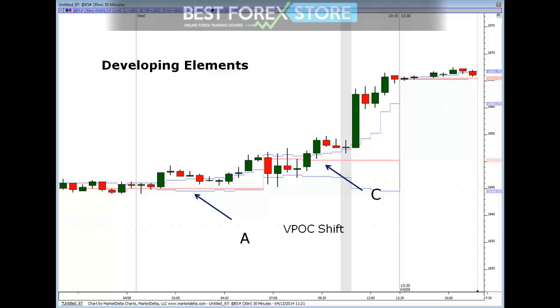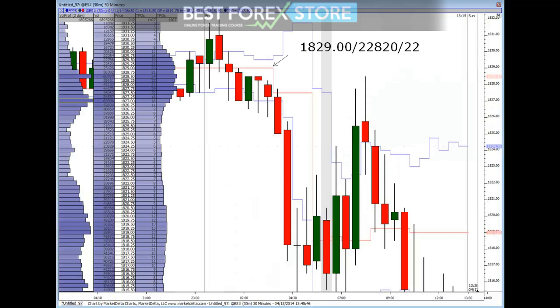The volume VPOC shifts: A, and this one really should be the letter B rather than C, but anyway, A, C, this one would be the letter C. So A, B, C, three volume point of control shifts on the chart.